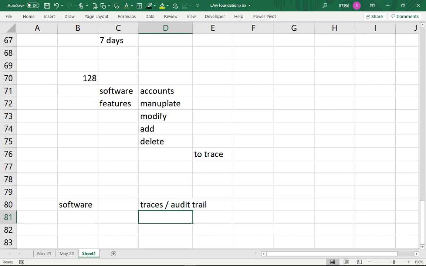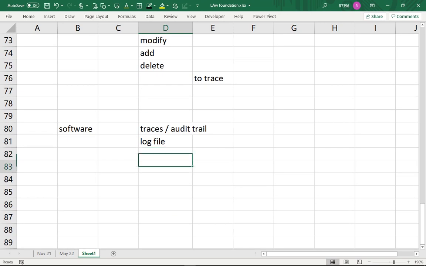According to the information technology, the trail can be maintained by maintaining what? The log file. Now technically speaking, what this paragraph is trying to say is that any software you use must contain all the traces regarding all the additions made in the transactions, all the kinds of modification made in the transaction.